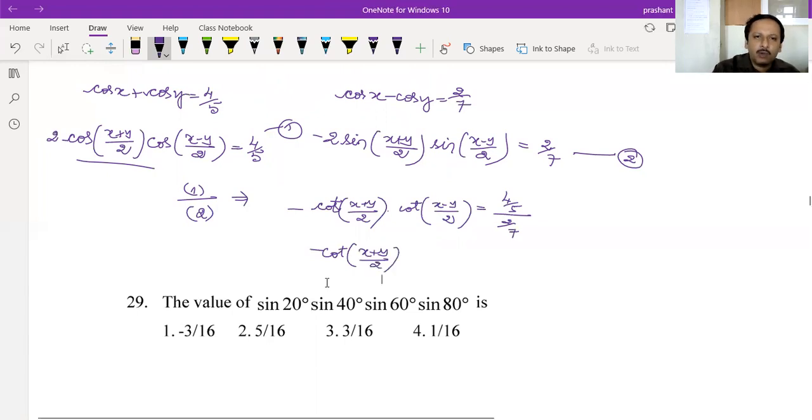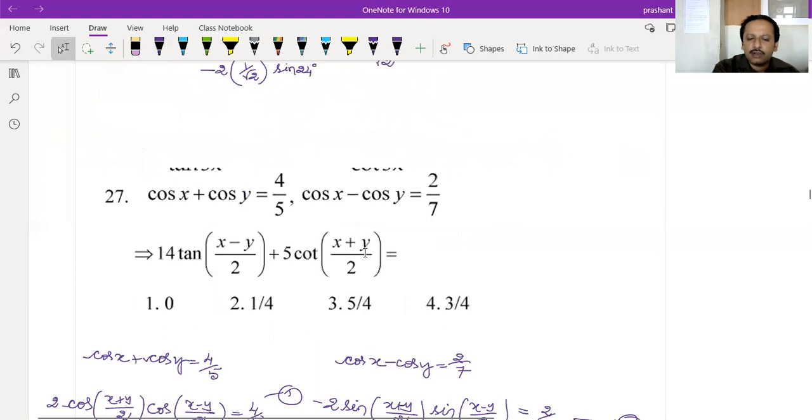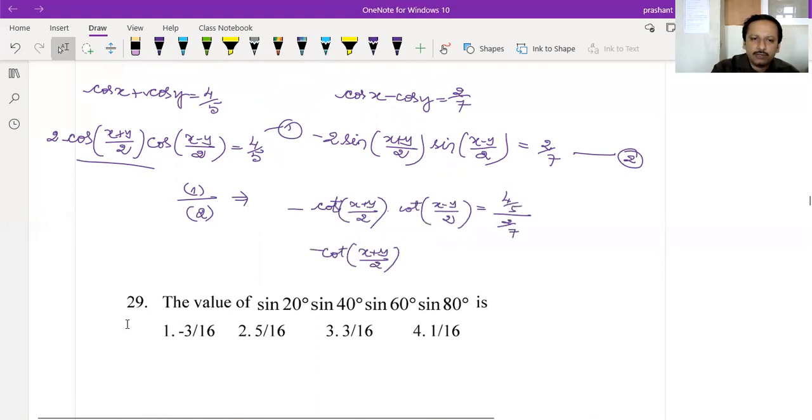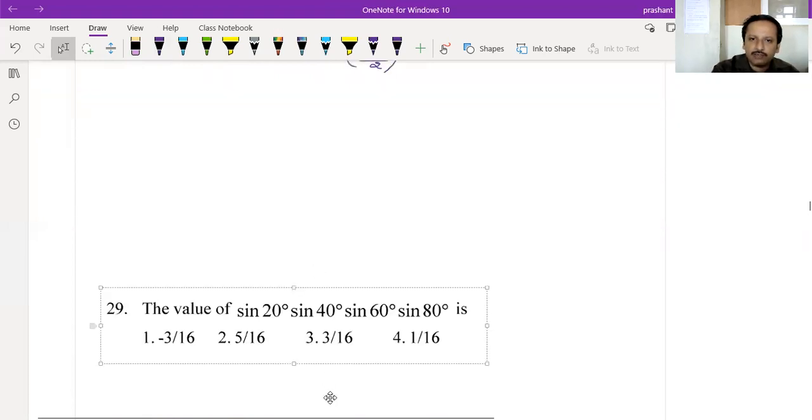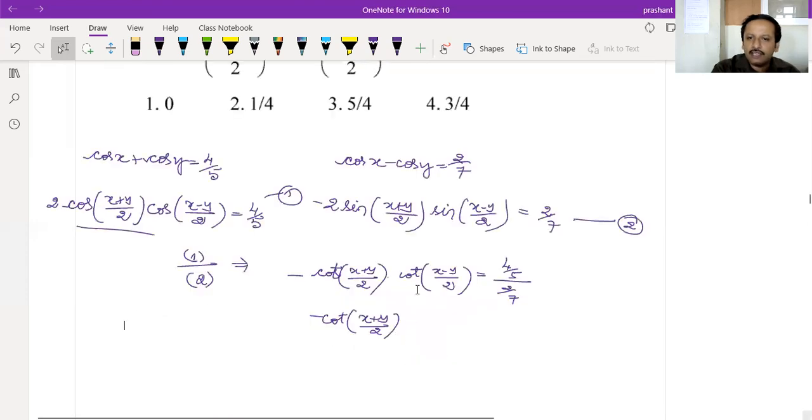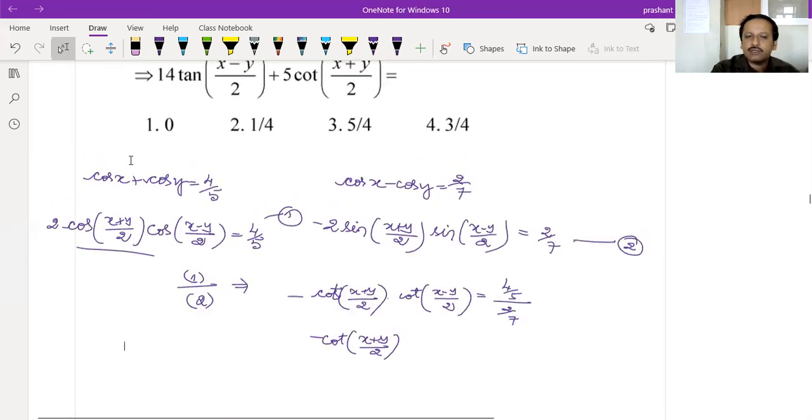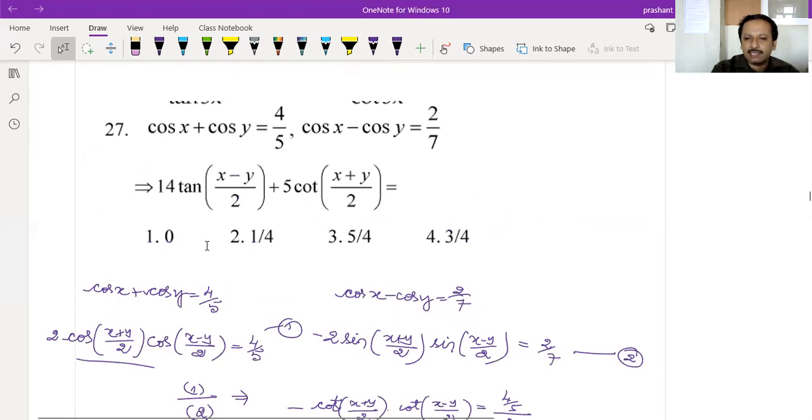Look at what we want. We want an answer in terms of cot x plus y by 2 and tan x minus y by 2. So the first thing that I do is I'll take this question down because I don't have enough space here. Okay. And then I want the answer in terms of cot x plus y by 2 and tan x minus y by 2.